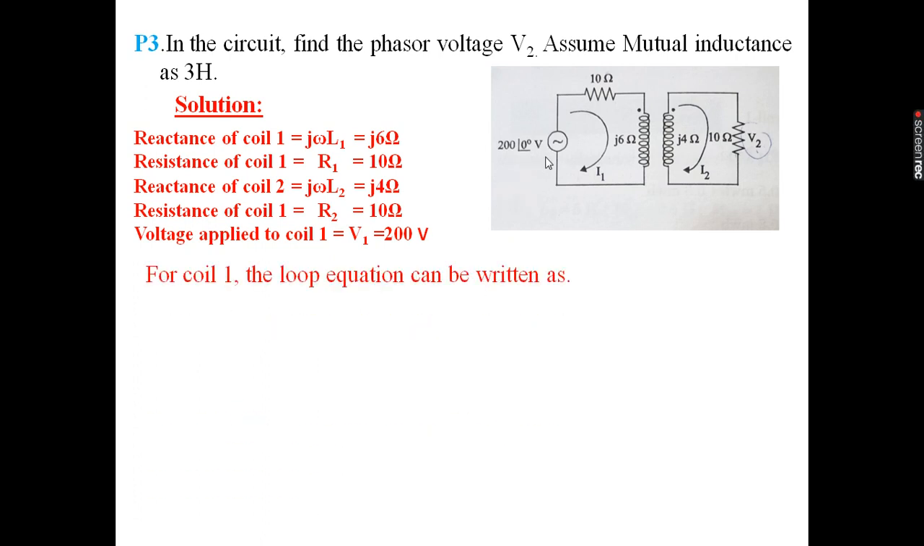The voltage applied to coil 1 is 200 volts. So we can solve this problem by writing the loop equations. We have to take this as one loop and this as one loop, and we have to find current I2, because once we find current I2, that I2 into this R2 will give you V2.